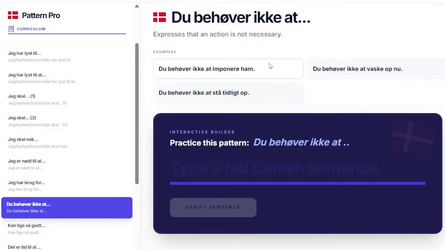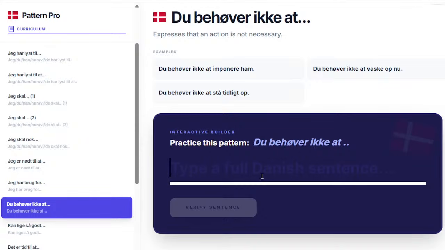So then we look at du behøver ikke at. Now you could also say du behøver at, but it's not so common, because very often when you see behøver, and I talked about this before, it's with negation, like you don't have to. Så du behøver ikke at yada yada. Du behøver ikke at imponere ham. Don't have to impress him. Du behøver ikke at stå tidligt op. You don't have to get up early. Du behøver ikke at vaske op nu. You don't have to do the dishes now.